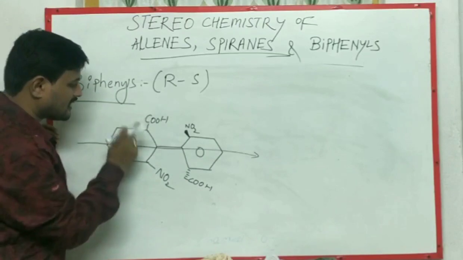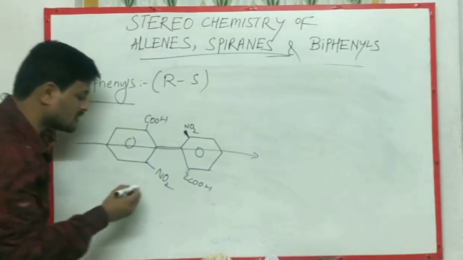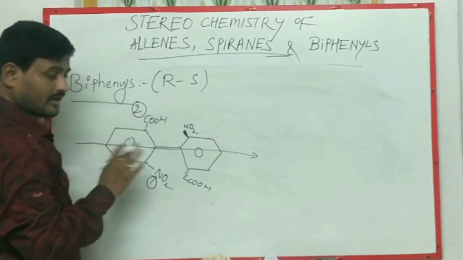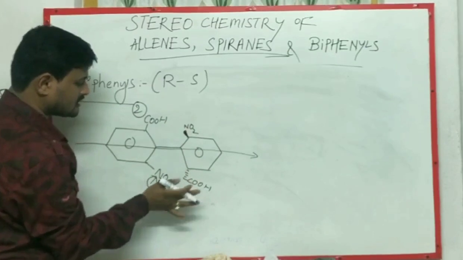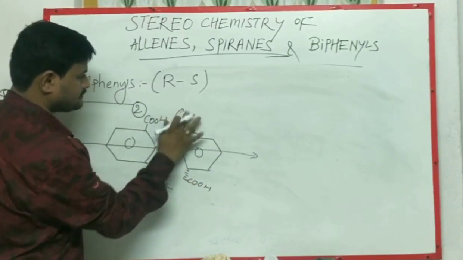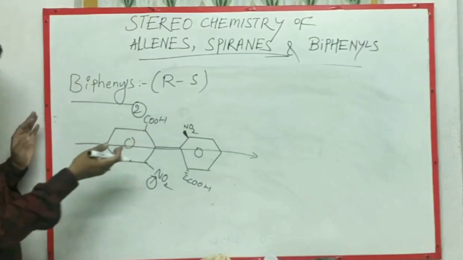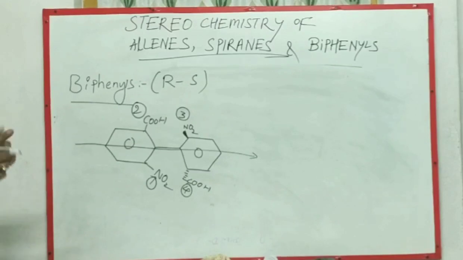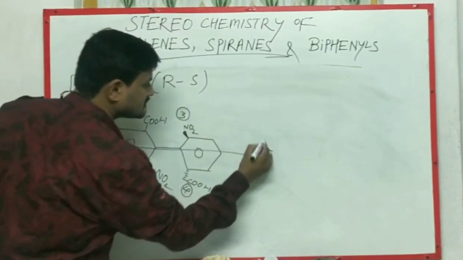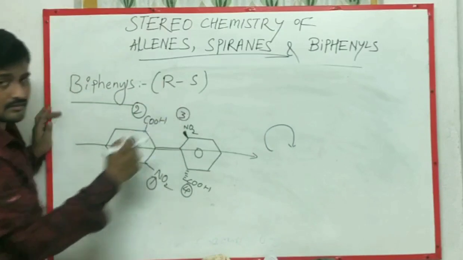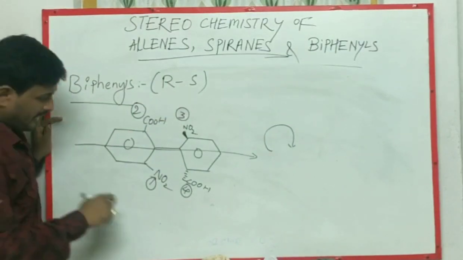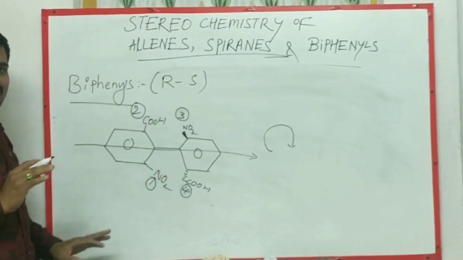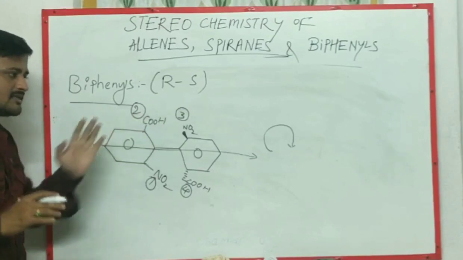When comparing carbon and nitrogen, which has the higher atomic number? Nitrogen. Then it is first priority, and the other second priority, and again here, same thing: here NO2, here COOH. NO2 is the higher priority. Here 3, 4, and according to 1, 2, 3, it is a clockwise direction, and the fourth priority group is below the plane. No need for confusion. With the fourth priority group below the plane, the configuration is R.